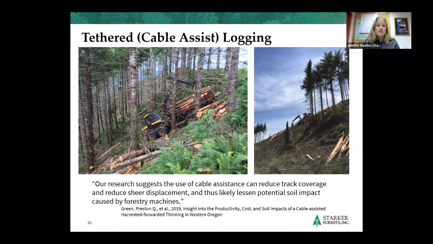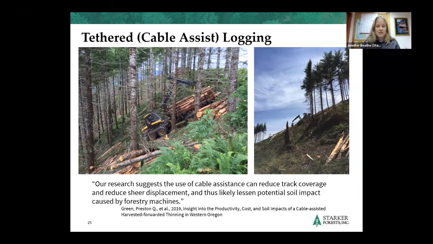We've recently been doing more tethered or cable assist logging, and we work with Miller Timber Services out of Philomath.